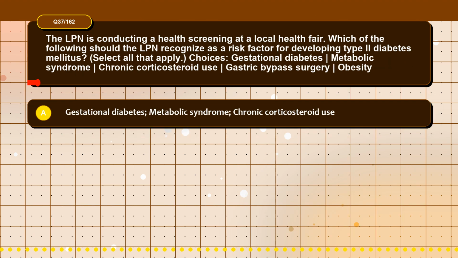Question 37. The LPN is conducting a health screening at a local health fair. Which of the following should the LPN recognize as a risk factor for developing type II diabetes mellitus? Select all that apply. Choices. Gestational diabetes, metabolic syndrome, chronic corticosteroid use, gastric bypass surgery, obesity. Here are the options. Option A. Gestational diabetes, metabolic syndrome, chronic corticosteroid use.